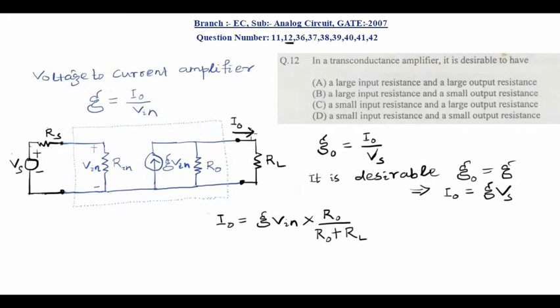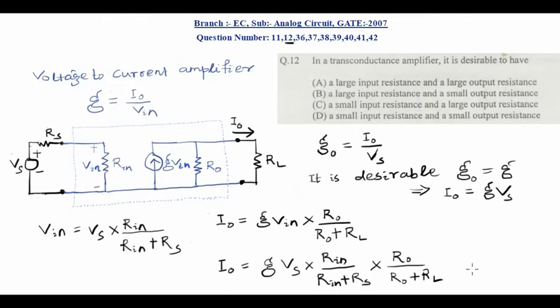So I0 current we can find by current division rule: G Vin into R0 by R0 plus RL. Similarly, at the input side we can find out the input voltage Vin in terms of Vs by applying the voltage division rule. So Vin equal to Vs into Rin by Rin plus Rs. Now we can substitute this Vin in the I0 expression. So after substituting we can get this expression.